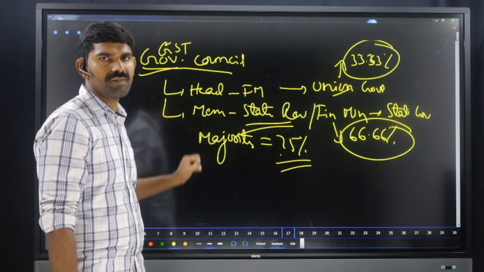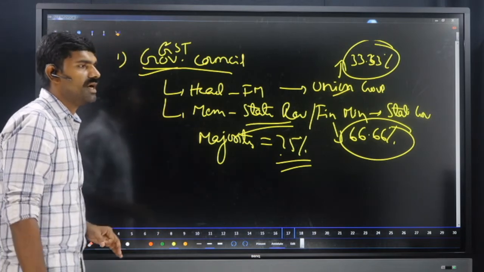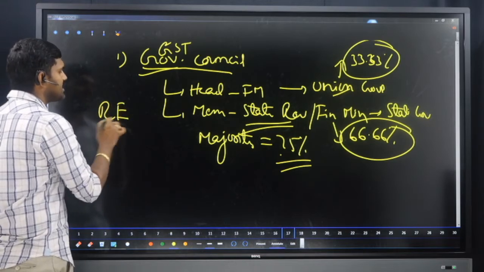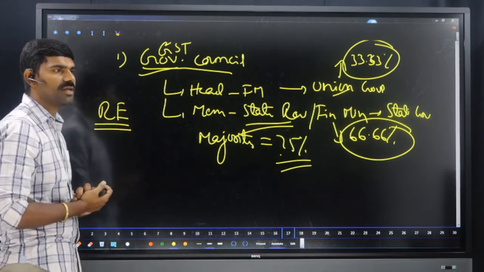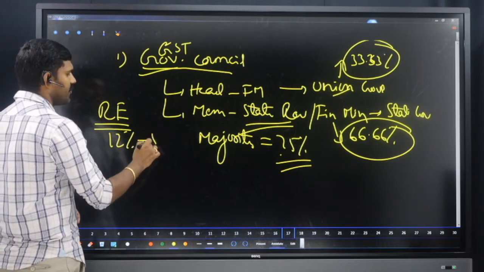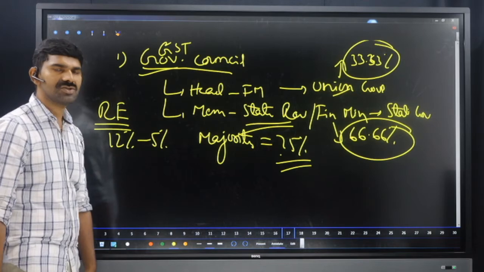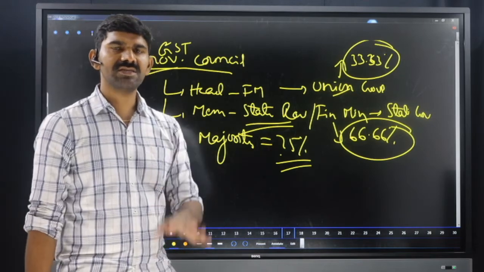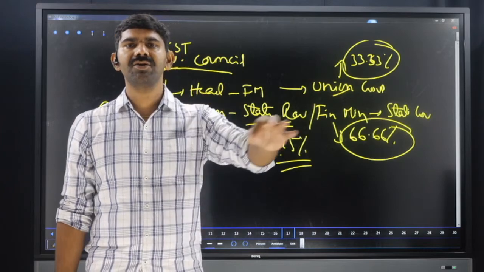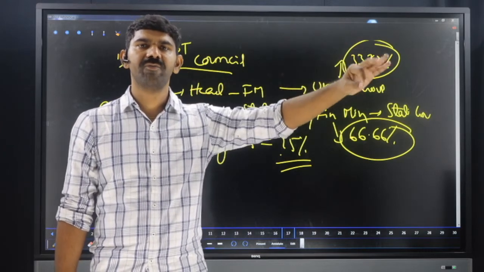Very, very important. This happened because there is a live example of real estate. In real estate, Shri Narendra Modi wanted to reduce the real estate GST from 12 percentage to 5 percentage. And when he was in an election rally, he announced to the people that I am reducing the GST from 12 percentage to 5%.